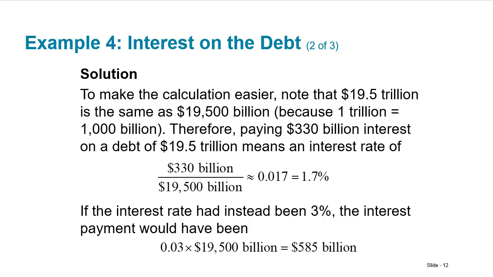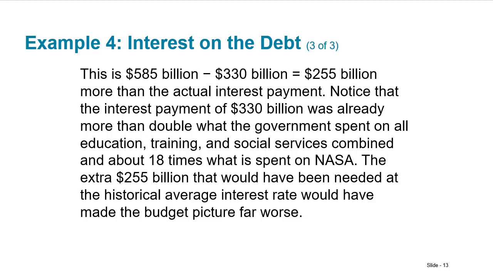And so if we had to pay 3% instead, it would have been basically doubled, right? Because 1.7 is a little bit more than half of 3. So it would be 585 billion, much, much bigger, right? So it would have cost us 255 billion more if they had paid a more reasonable 3%.